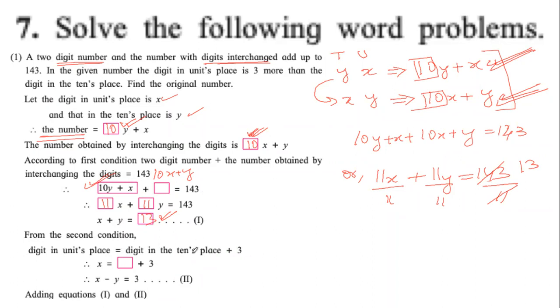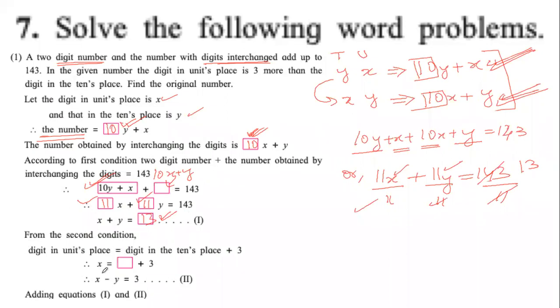The first condition says, when we add the two numbers, what are the two numbers? 10y plus x and 10x plus y. So this is the third fill in the blanks. They add to 143. When we simplify, 10y, 1y, 11y, 10x, 1x, 11x. So 11 and 11. Now we see that 11x has become x and 11y has become y. That means we are dividing by 11. So we have to divide 143 by 11 and we get 13. Very simple.